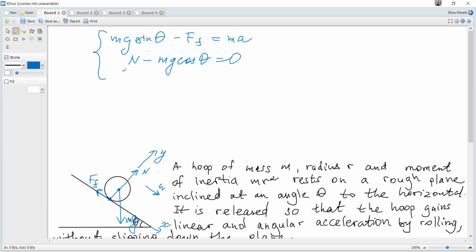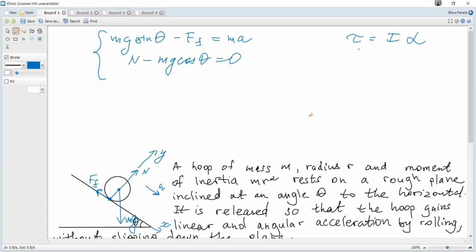And that's about translational motion. And what about rotational motion? The net torque or net moment of force, tau, is equal to the moment of inertia multiplied by the angular acceleration. We consider moments which try to rotate clockwise to be positive, and anti-clockwise to be negative, or vice versa, it doesn't matter.